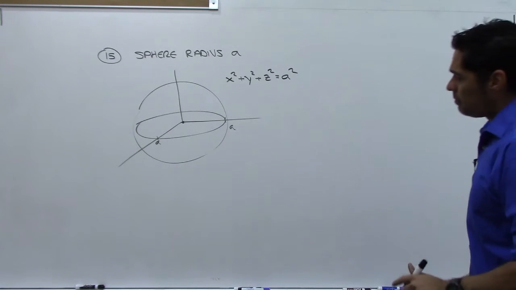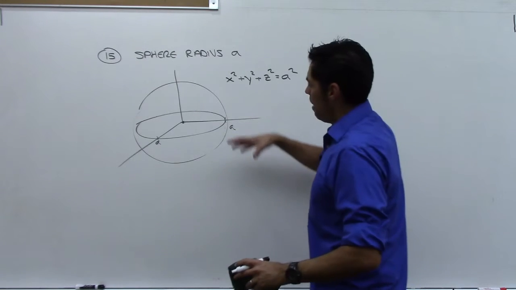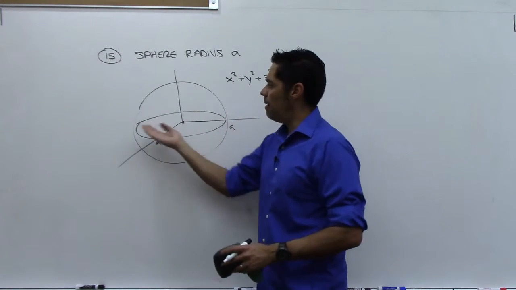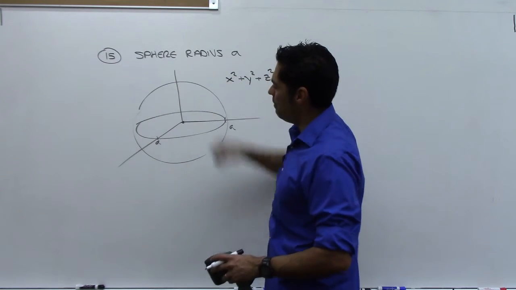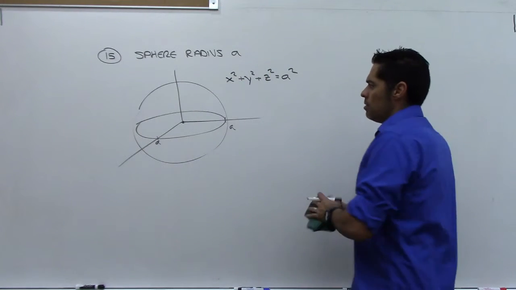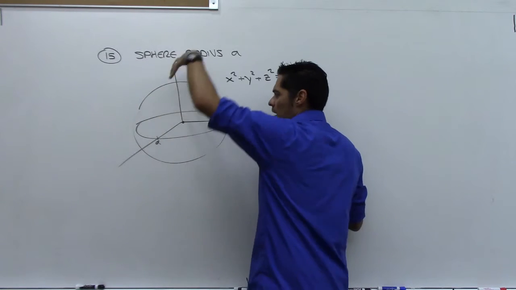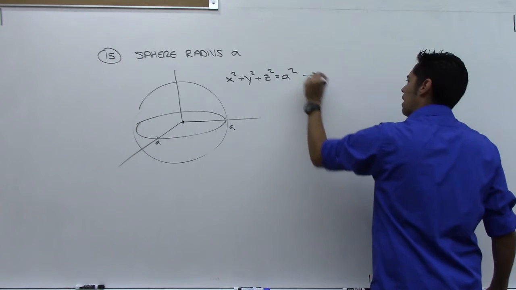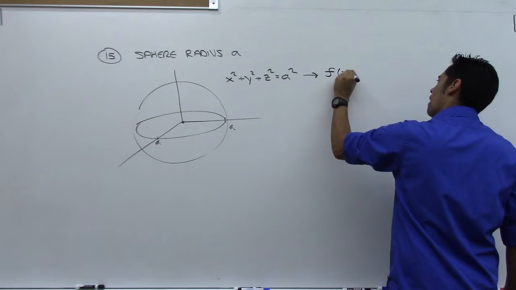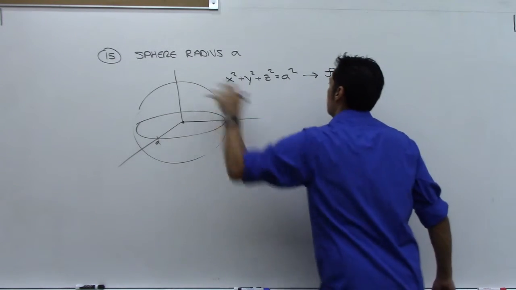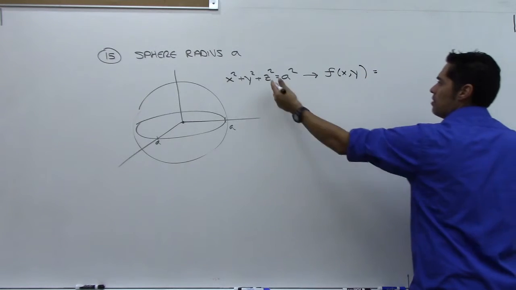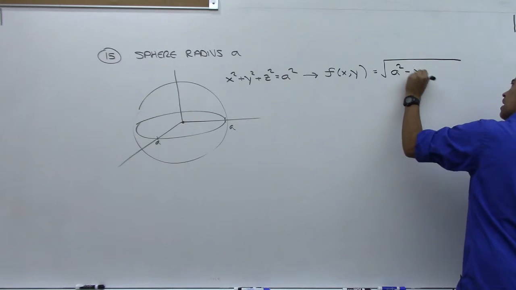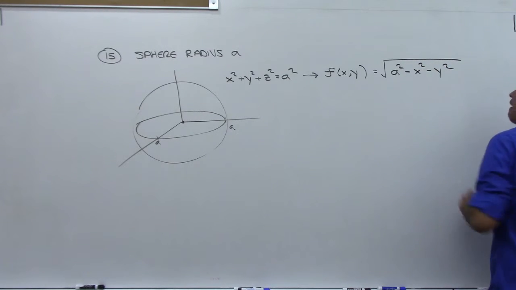And if I want to try and find this volume, what I could do is cut the bottom of the sphere off, right? And just look at the top half, take that answer and double it. So the top cap of this sphere, I can get from this equation. I can get the function of x and y that gives me the top cap. And to do that, I just solve that for z. So I get square root a squared minus x squared minus y squared.